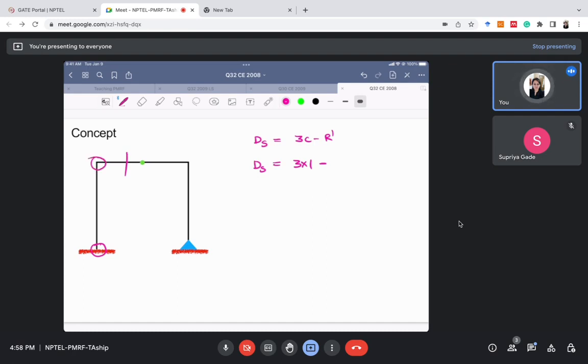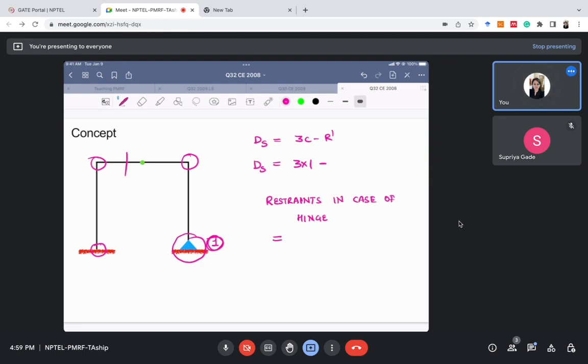Let's analyze this hinge at the last. Only one restraint is required here, one restraint against rotation, right? So whenever there is a hinge, we require restraints in case of hinge. So in case of hinge, the restraint required is number of members connecting that hinge minus 1.